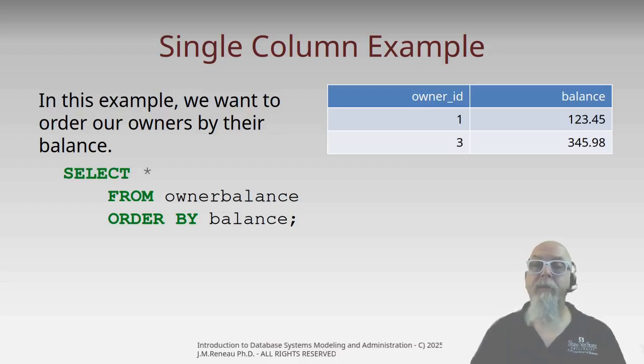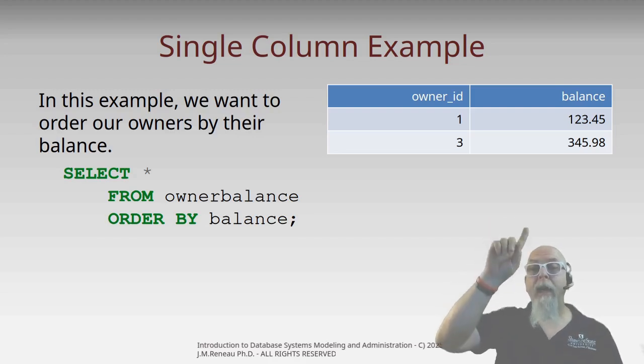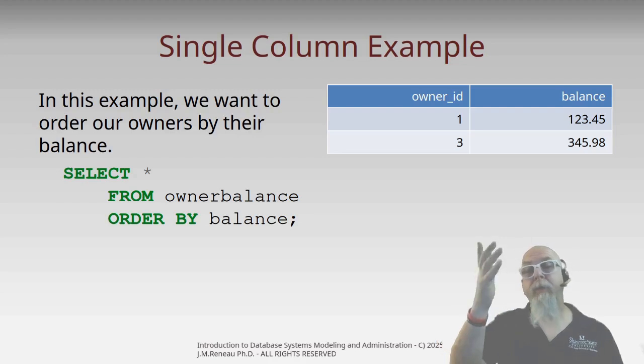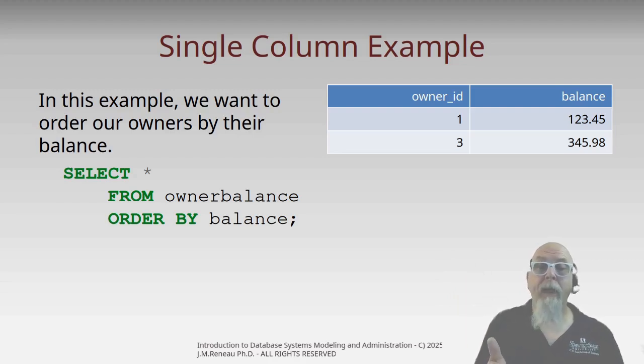Here's an example from the veterinarian sample database where we select all columns and rows, because we don't have a WHERE clause, from the owner balance table, which contains the owner ID and their balance, ORDER BY balance. So the order is ascending by balance. It just happens to also be in ascending order by owner number, but especially in a more complex database with lots of data, that won't always be the case.